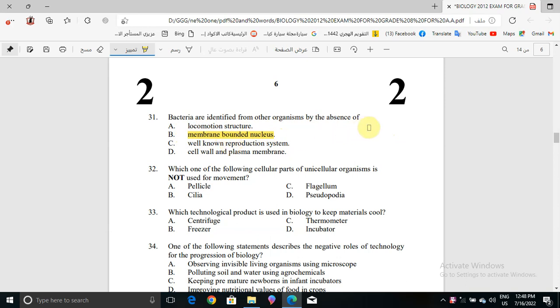Okay, now question number 32. Which one of the following cellular parts of unicellular organisms is not used for movement? Pellicle, cilia, flagellum, pseudopod. All of these three are used by unicellular organisms for movement, but pellicle, no.